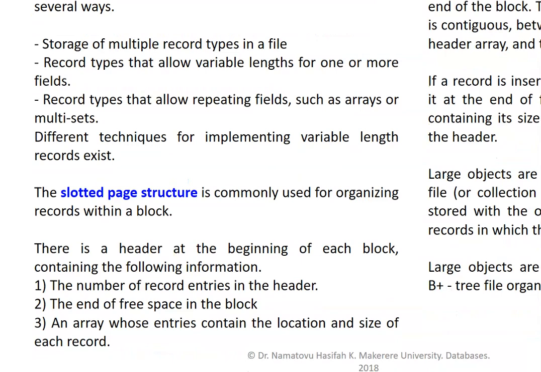Okay, so the slotted page has a header at the beginning of each block. What does this header have? This header has, one, the number of record entries. It has the end of the free space in the block. Then it has the array of entries that contain the location and the size of each record. We are going to see how.